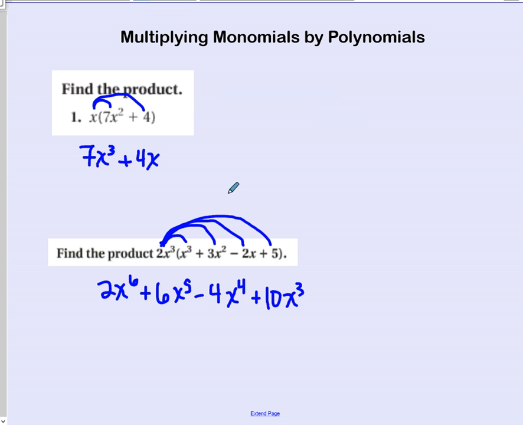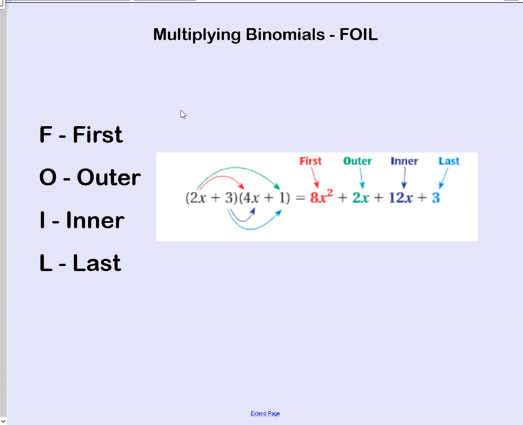So multiplying monomials by polynomials is basically just applying the distributive property on a larger scale with exponents. The next piece of information we're going to talk about is how to multiply binomials. When you're multiplying binomials, it's really nice to remember the acronym FOIL. A lot of people call multiplying a binomial foiling. This only works when you are multiplying a binomial by another binomial. FOIL stands for first, outer, inner, and last.